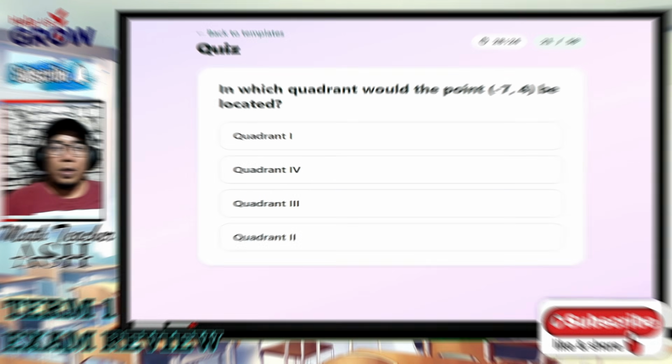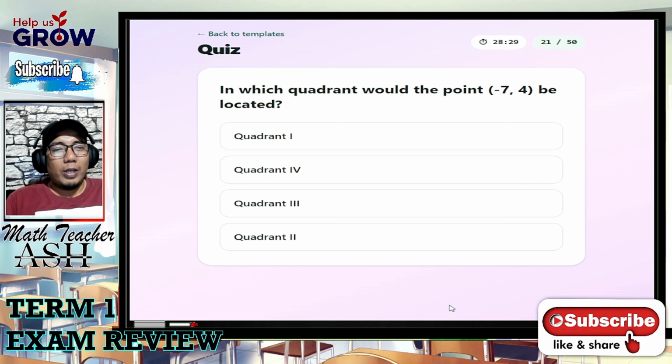Question number 21. In which quadrant would the point (-7, 4) be located? Is it quadrant 1? Is it quadrant 4? Is it quadrant 3? Or is it quadrant 2? What do you think is the answer?